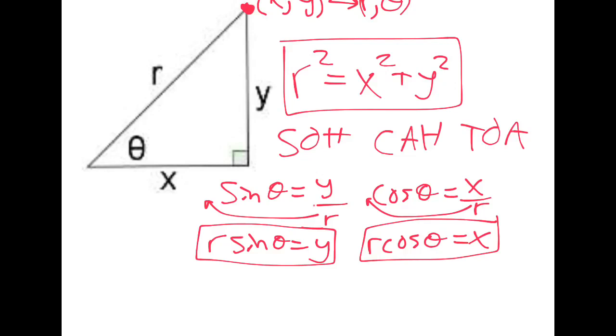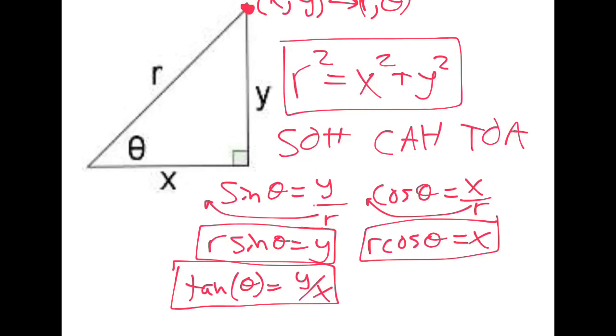Next one, let's go ahead and use tangent, TOA. So tangent of theta equals the opposite side from theta, which is y, divided by the adjacent side, which is x. And so tan of theta equals y over x. Y over x, kind of like rise over run, kind of like tangent is slope, kind of like how we think about it on the unit circle. So that's a good one.